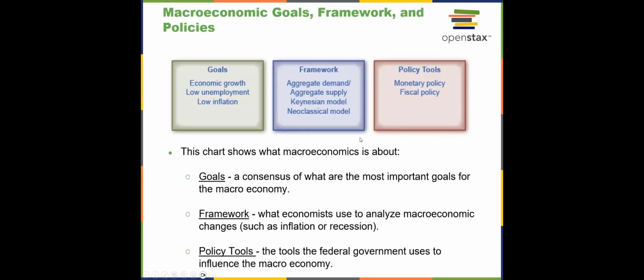So before we understand how we measure the well-being of the country, let's talk about macroeconomic goals, framework, and policies. As you see, we have three macroeconomic goals. We want economic growth, low unemployment, and low inflation. And the models that we use to achieve these goals are aggregate demand and aggregate supply. And we have two main streams of economic thinking using this aggregate demand and aggregate supply. One is the Keynesian model and the other one is the neoclassical model. The policy tools that we use to achieve goals are monetary policy and fiscal policy. So in the following chapters, we are going to learn all these goals, frameworks, and policy tools.